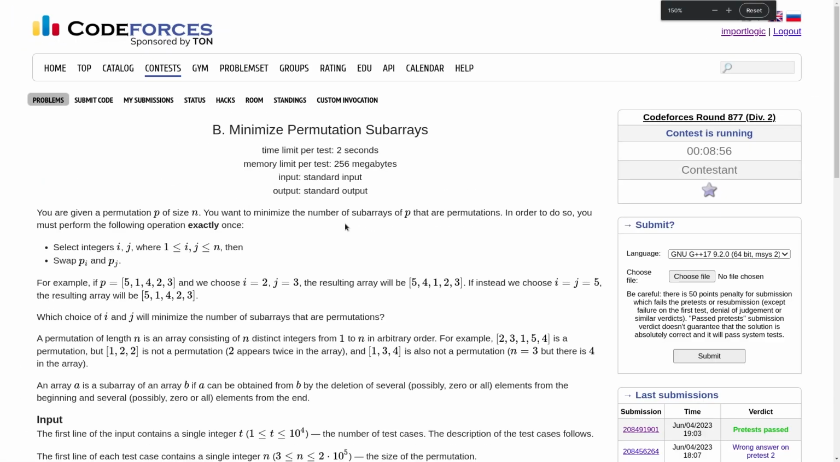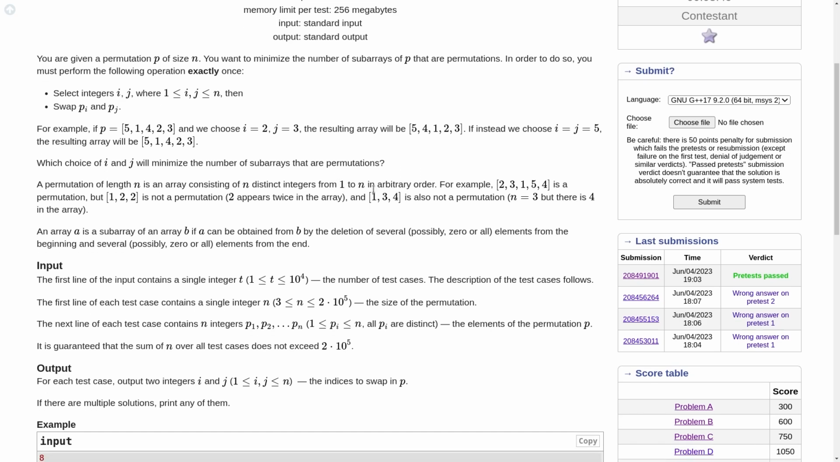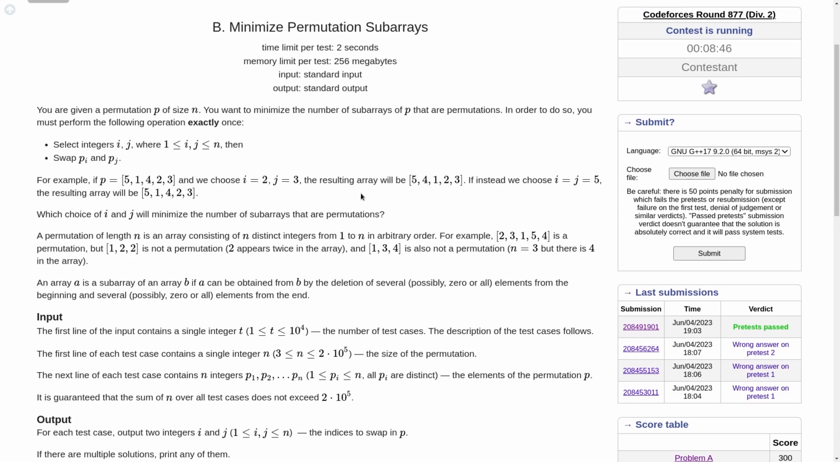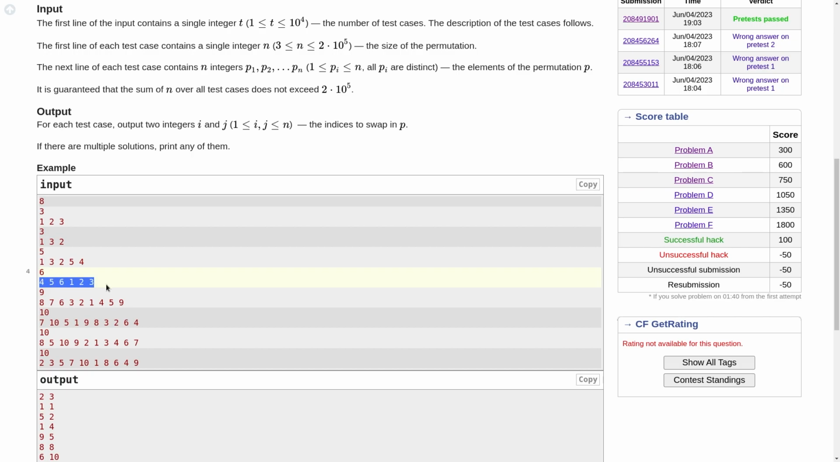Now talking about the second problem. So this particular problem, I was not able to think even of a single solution in the beginning. And I solved this problem after solving the third problem. And you can see I also had one wrong submission on this problem. So anyways, this particular problem says that we have been given an integer n, and we have been given a permutation of size n, right? And we have to make exactly one swap such that the number of subarrays which are also a permutation is minimized. So let us just take this particular example for now.